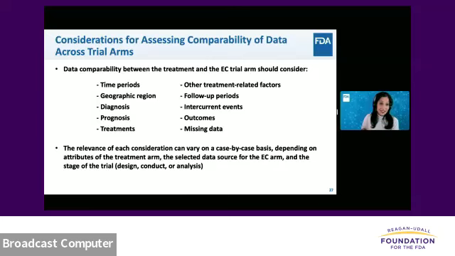We have a very nice table in the guidance that provides considerations for assessing comparability of data across trial arms. And in that table, we list several categories that can be considered in the assessment of comparability, including time periods, geographic region, diagnosis, prognosis, treatments, other treatment-related factors, follow-up periods, intercurrent events, outcomes, and missing data. All of these factors are provided with some specific considerations for each category in the guidance, and the relevance of each of these can vary on a case-by-case basis, depending on the attributes of the treatment arm, the selected data source for the external control arm, and the stage of the trial, design, conduct, or analysis. Next slide, please.